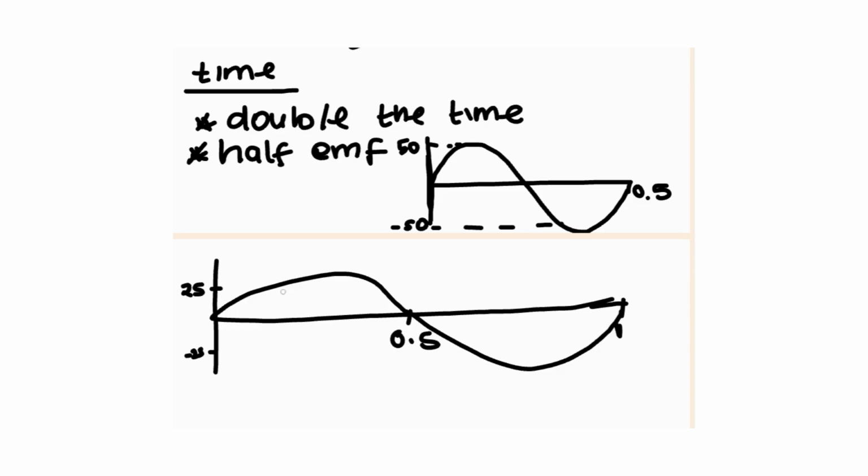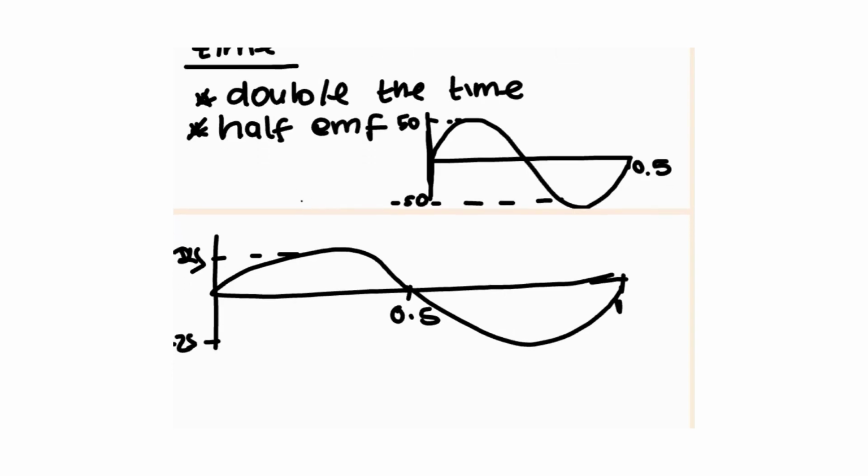So our Vmax is 25. Okay, I know it looks very skewed, and our V minimum is negative 25. Okay, this is one of the changes that can happen.